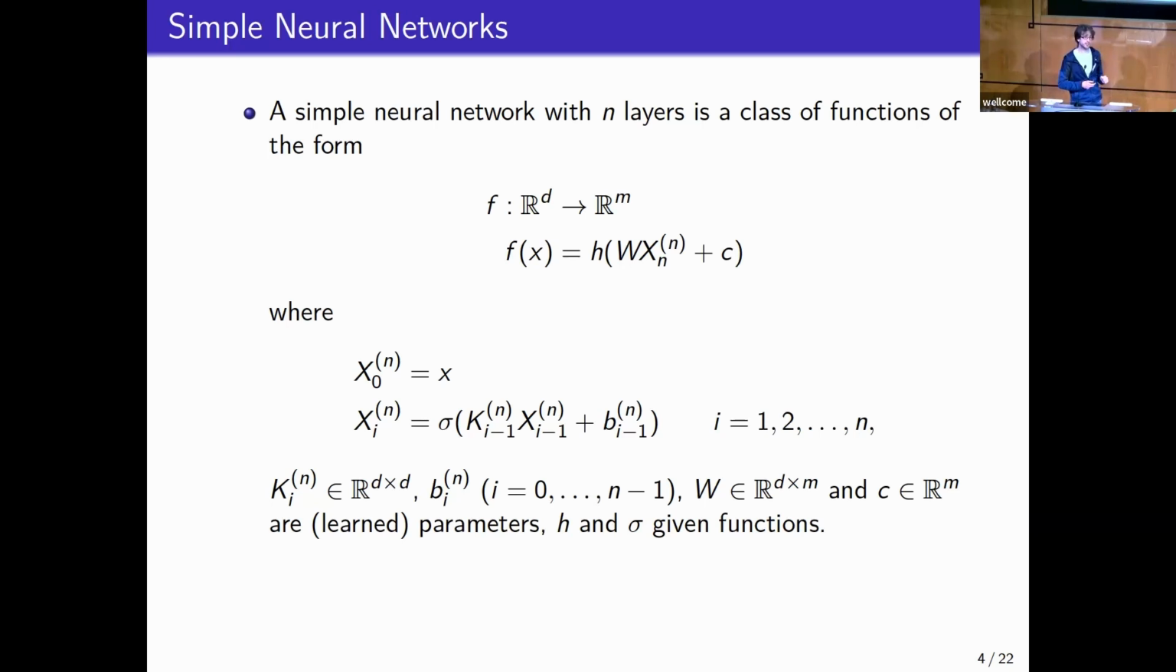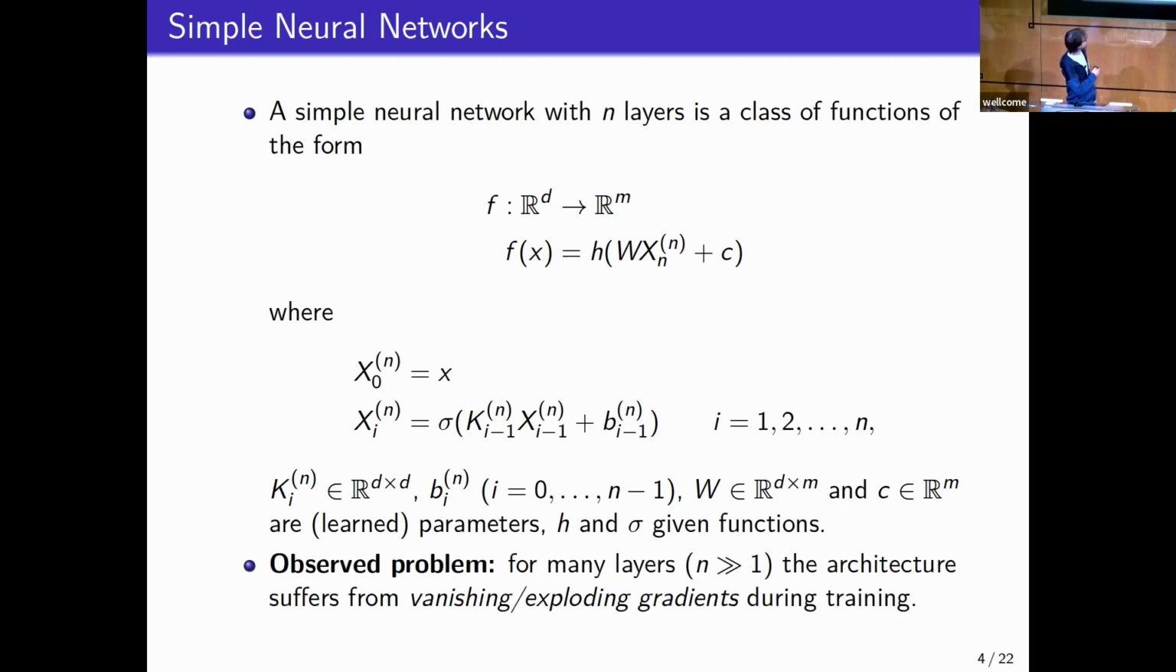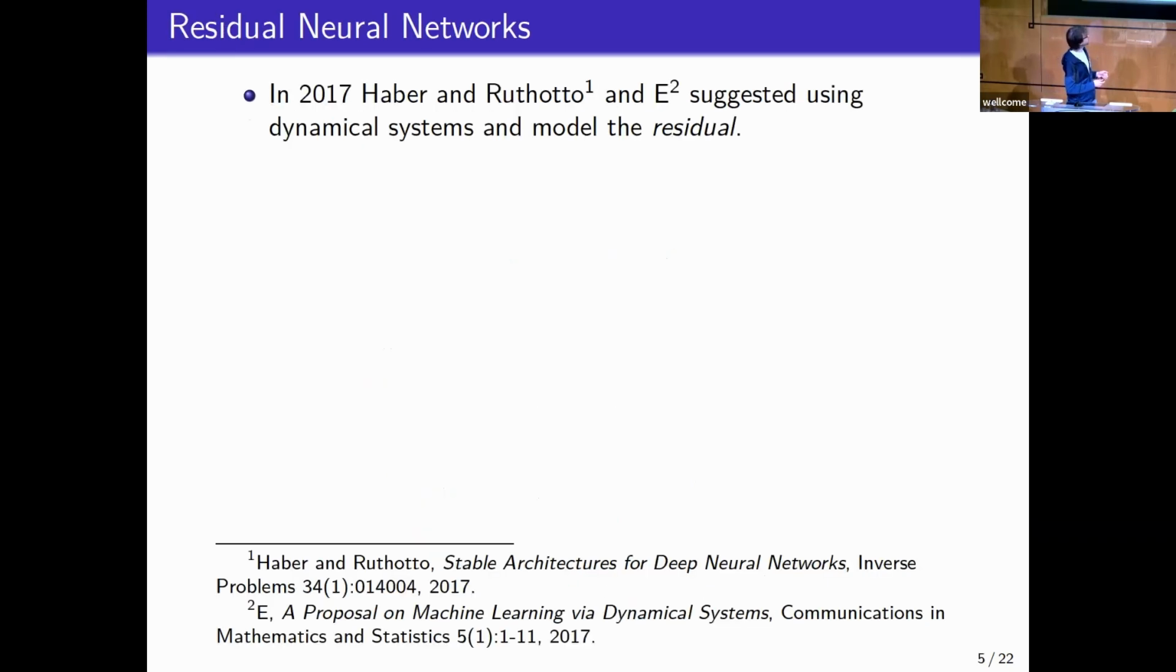We do this n times, and then at the very end, we'll have one more layer, which brings us to whatever dimensionality we want. So now we apply this matrix W and add this vector C, and potentially apply another nonlinear layer, and that gives us whatever we wanted at the end. Okay, so one thing that has been observed is that in this type of architecture, when we have very many layers, then typically we suffer from what's called the vanishing or exploding gradients problem during training.